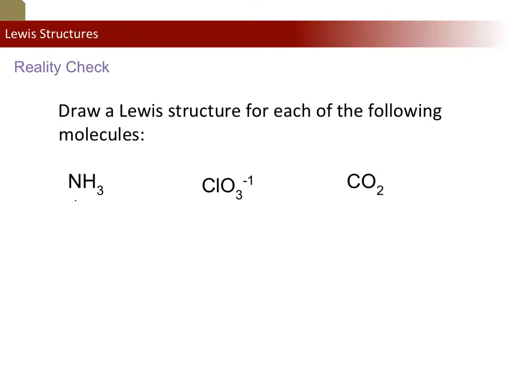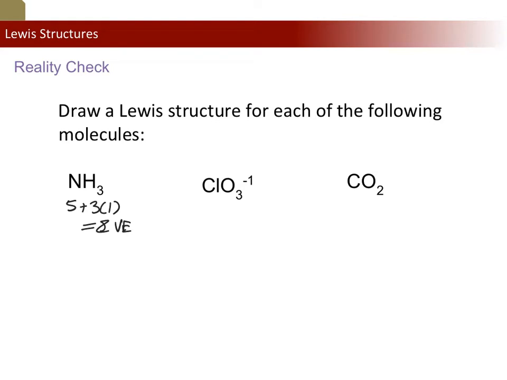First thing I'm going to do is add up all the valence electrons of the elements in the compound. So I've got 5 valence electrons for nitrogen and 3 hydrogens, each of which have 1. So if I total up my valence electrons, I have 8 valence electrons. Now this is the total number of valence electrons that can be in this molecule altogether. That includes bonding pairs of electrons and electron dots.